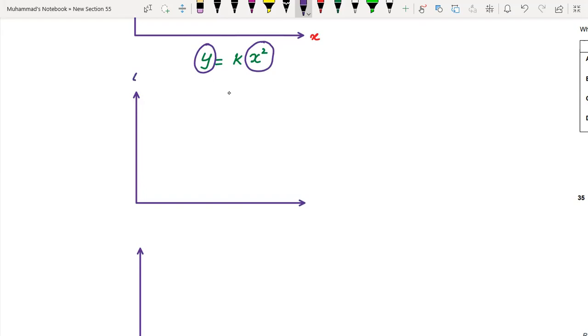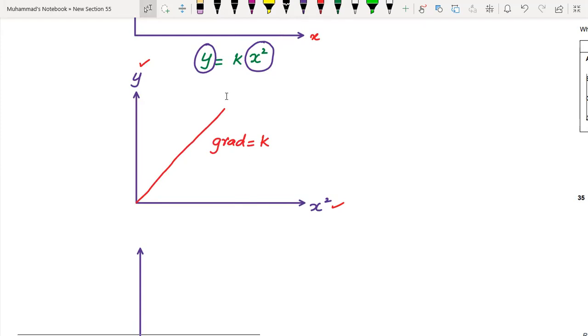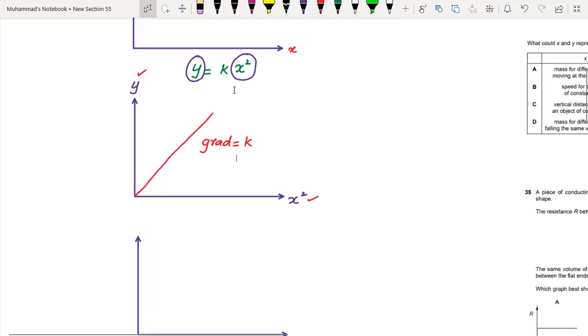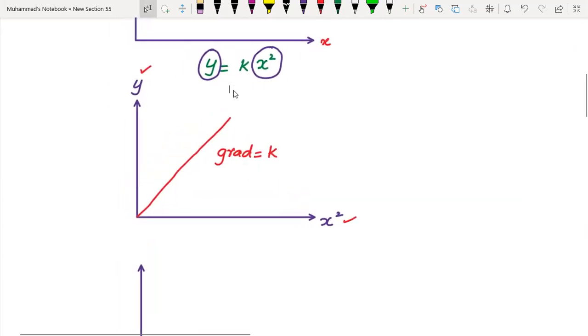So if you plot y versus x square, then you will get a straight line because y is proportional to x square. So it will be a straight line passing through the origin, and the gradient of this graph will be k. But if you have to plot y versus x, then it will not be a linear graph. You can easily see that y is not proportional to x.